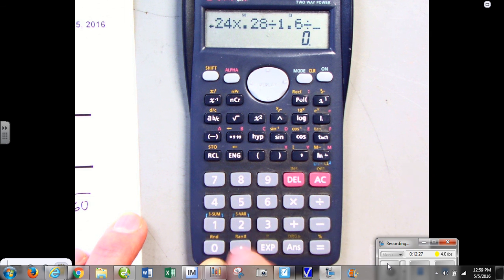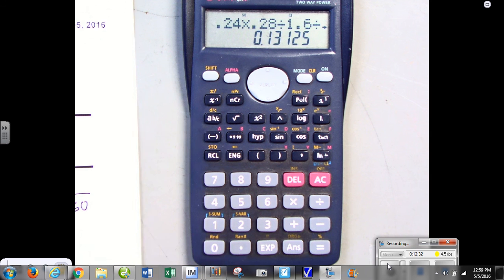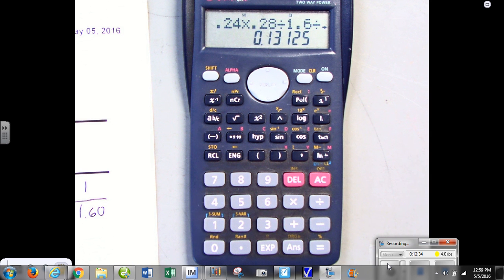Okay, so I'm hitting the divide sign, and now I put in my 0.32, and I come up with 0.131, which is all of the sig figs that I have, and so that's what I'm going to call my number.